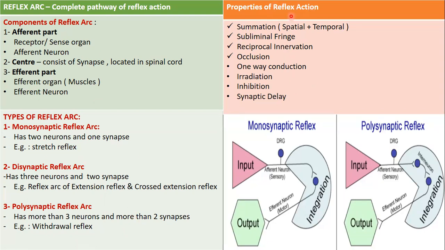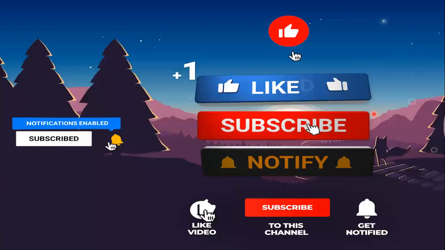Moving forward, the properties of reflex action: we see what is summation, which is spatial and temporal. Then we see subliminal fringe, reciprocal innervation, which we saw. Then we see occlusion, one way conduction, irradiation, after-discharge, synaptic delay. The most important ones which you need to remember are the ones I put a tick mark on over here. So guys, now open your textbook and read the chapter once, and you'll get clarity over it. Just go through the reading and it is very easy to remember everything. Whatever things are important, I put in the slides. So just before your exam, brush up your knowledge over it.